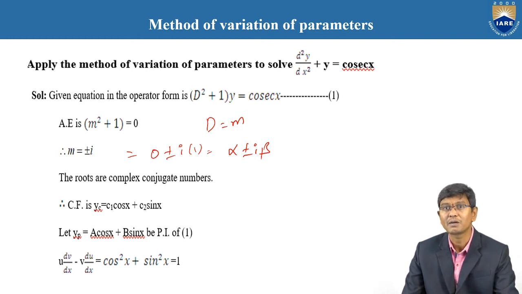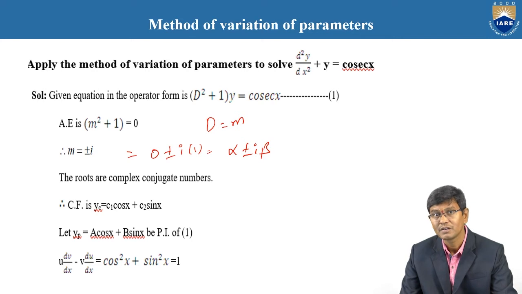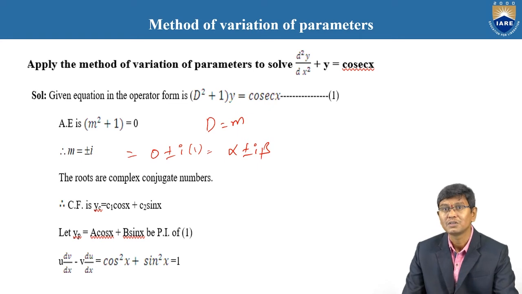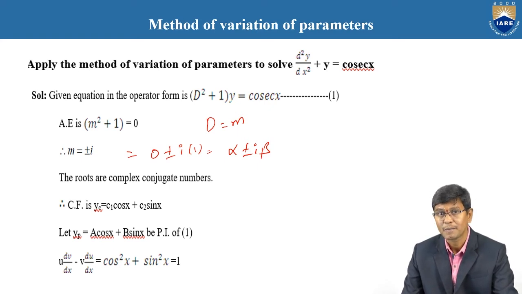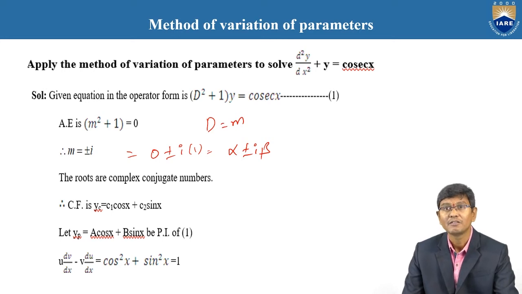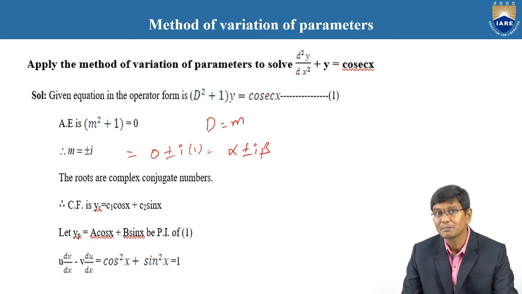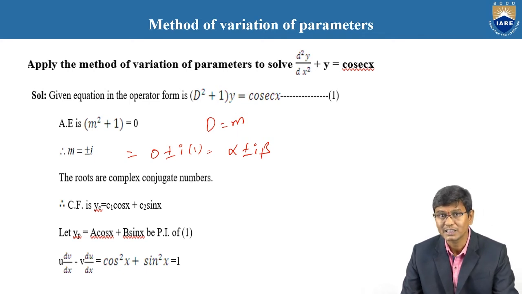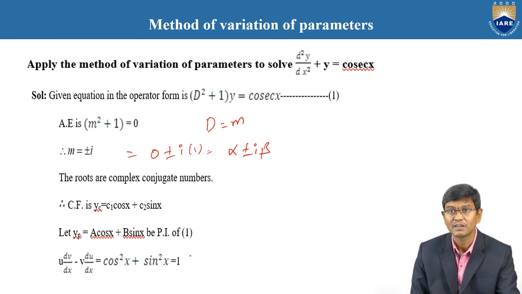With the help of the complex roots formula, the complementary function is equal to c1 into cos x plus c2 into sin x. And yp is equal to au plus bv, that is, a into cos x plus b into sin x. We need to find the value of uv dash minus v dash, because it is required in the denominator. Using u and v, when we find uv dash minus v dash, we clearly obtain cos square x plus sin square x, which is equal to 1. That is the Wronskian.